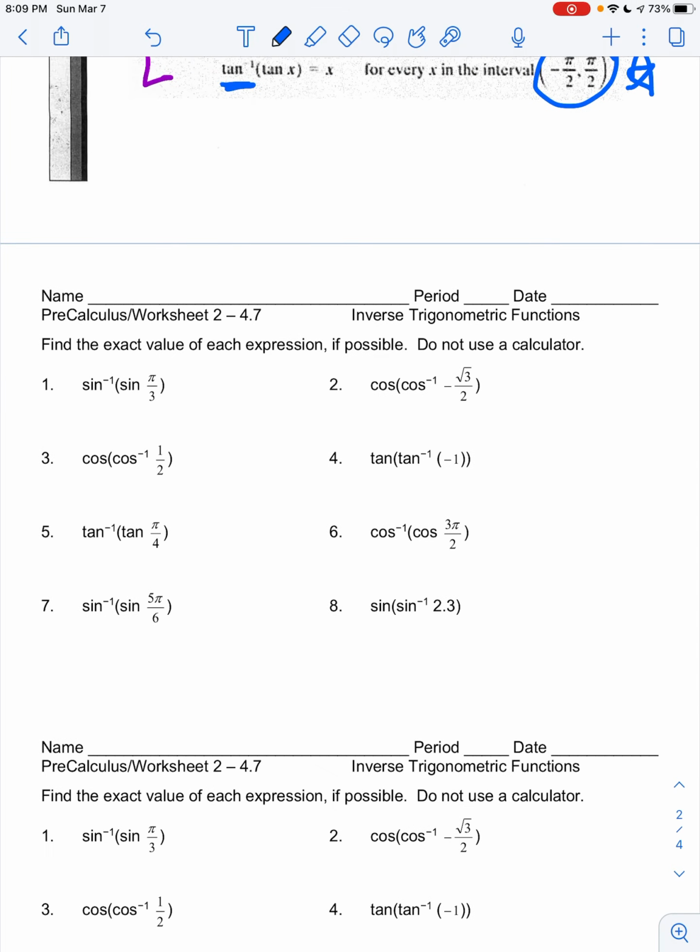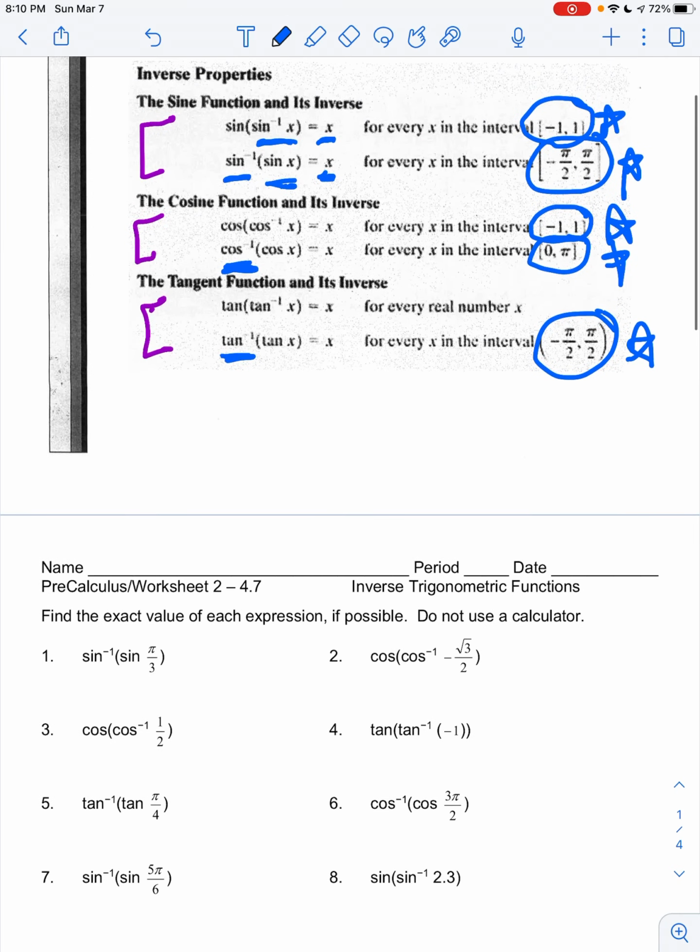The first problem says, find the exact value of each expression. If possible, do not use a calculator. It says the inverse sine of the sine of π/3. So π/3 is between -π/2 and +π/2. We could find the actual value of the sine of π/3. It's square root of 3/2.